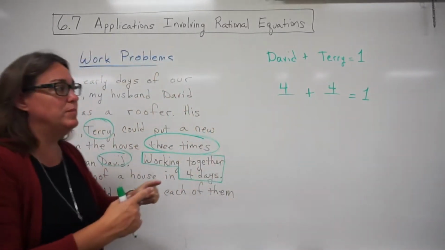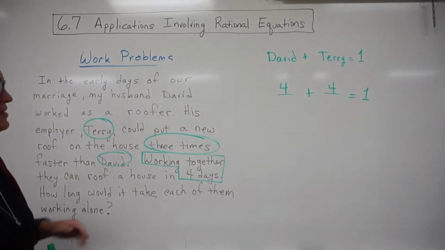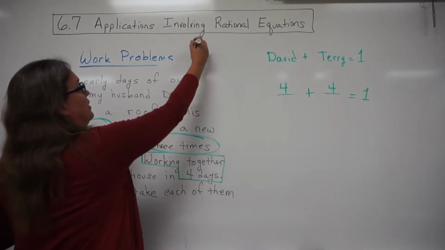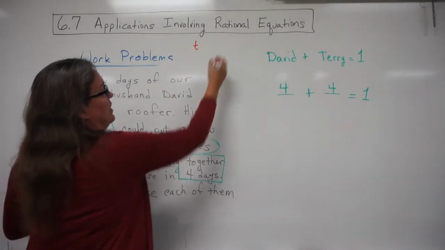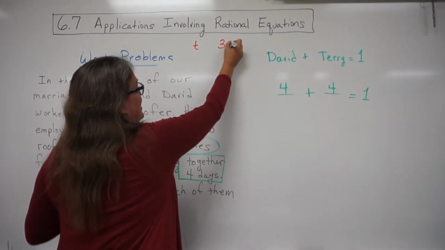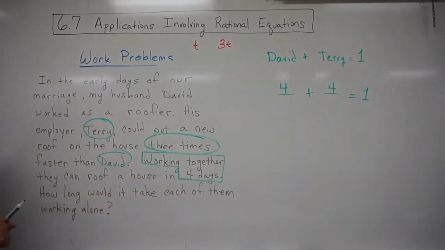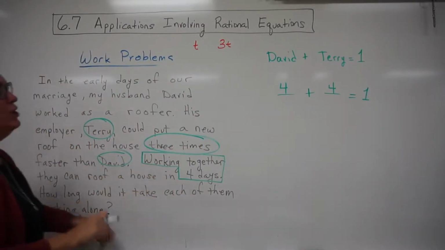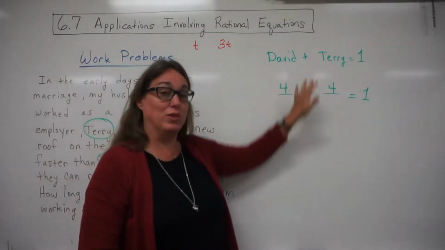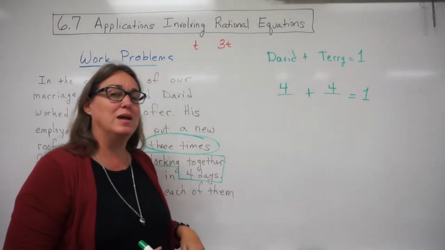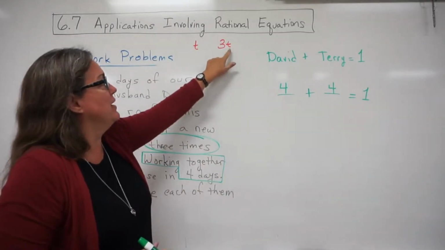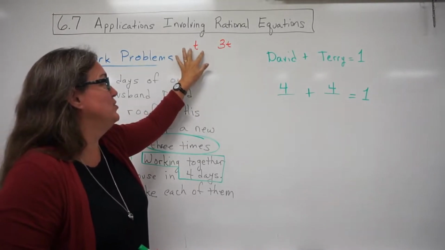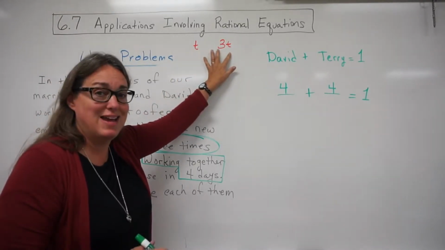And here's where there's a little bit of a twist. It can be tricky to know where to put the 3 times, right? So we're going to want somebody working for a certain amount of time and somebody else who takes 3 times as long. And since it says Terry could put a roof on the house 3 times faster than David, you might think that the 3 times might have to go with Terry because he's 3 times faster. But think about it. If you plug in 2 days here and 2 days here, isn't this person working 2 days and that person is working 6 days?